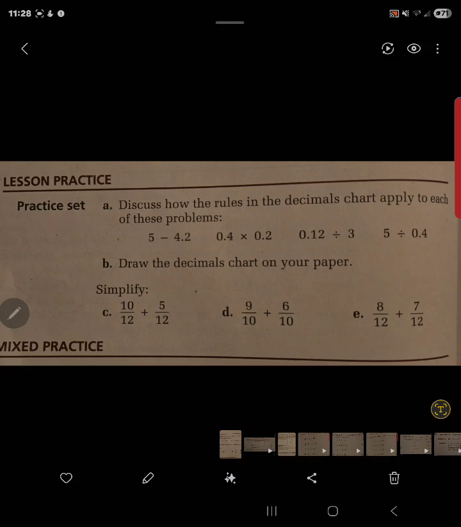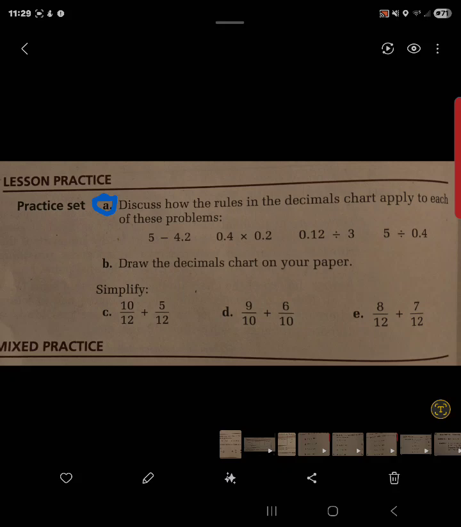We're just going to review those decimal operations depending on what we're doing, whether we're subtracting, multiplying, or dividing, and how we have to set up the question. So let's look at this practice set. Again, we're going to do A right here. It says discuss how the rules in the decimal chart apply to each of these problems. So again, what I would like for you to do is look back on page 283 at the bottom of the page. We're going to look at that decimal arithmetic reminders and how we deal with decimals.